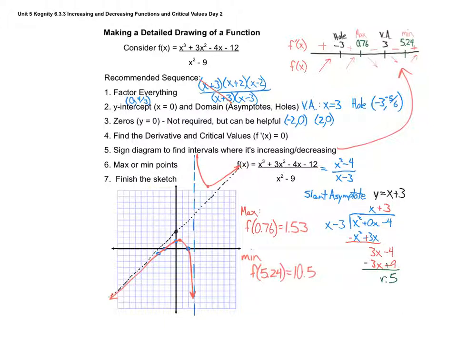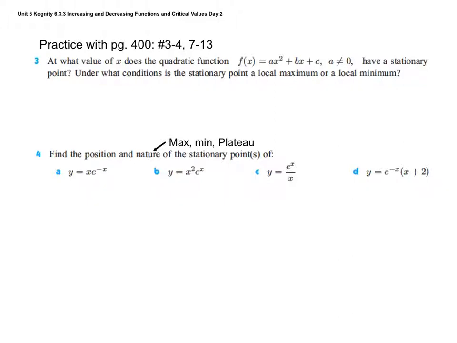Now, we've got some practice I want you to do. I want to look at one of these that has the e to a power. Notice it says find the position and nature of the stationary point. So basically, you're getting what the points are, so both coordinates. Don't just give me x equals whatever. But then also identify whether this is a max, a min, or a plateau point. And to do that, you would use the sign diagram, the first derivative test. So let's do B.